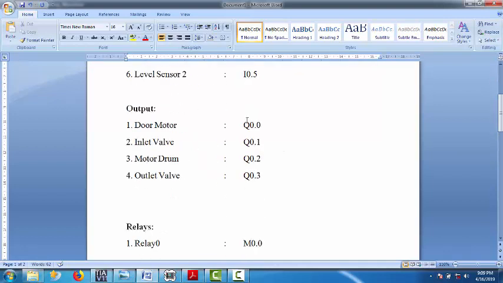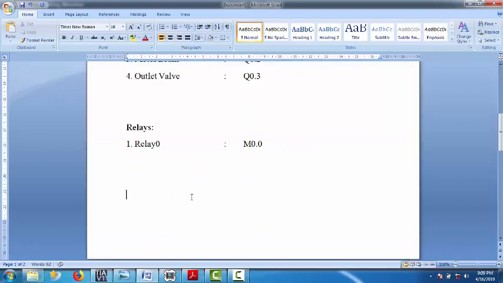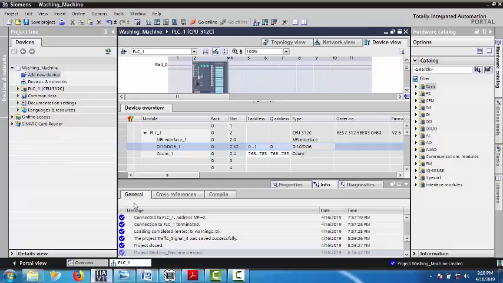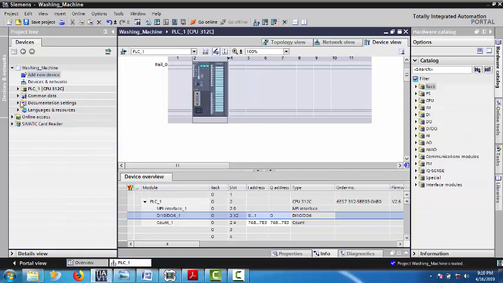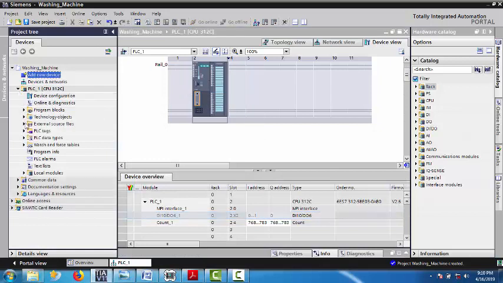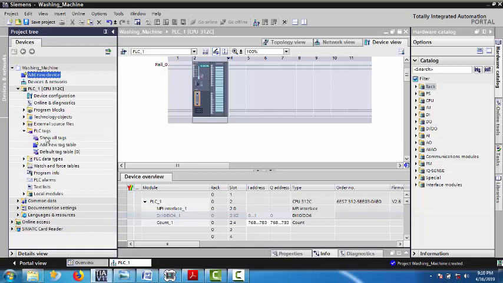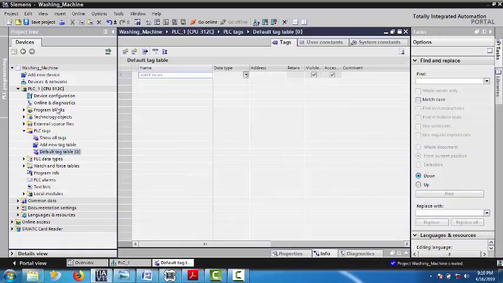So after the inputs are done, the next thing that you do is start making the circuit. Remember to keep some space over here for other relays. Okay, so we'll start off with the circuit. This is your PLC. Now we will first have to create the tags. The same thing that we created there, we will create over here.